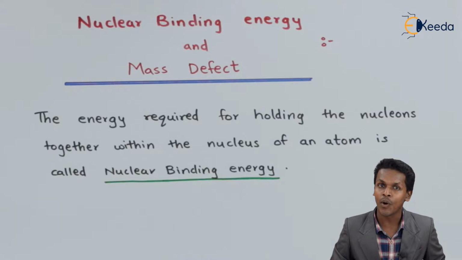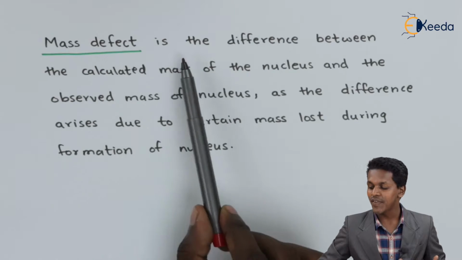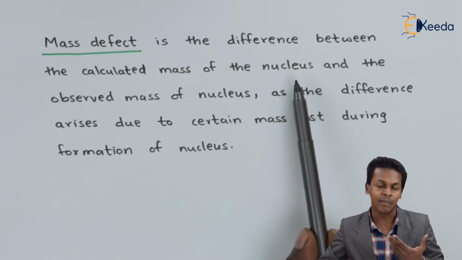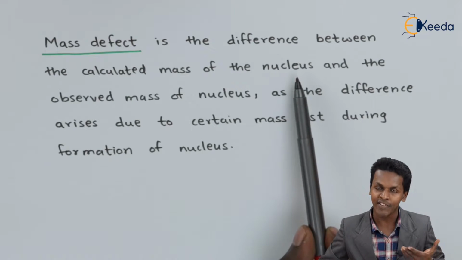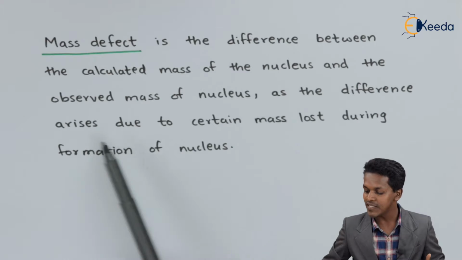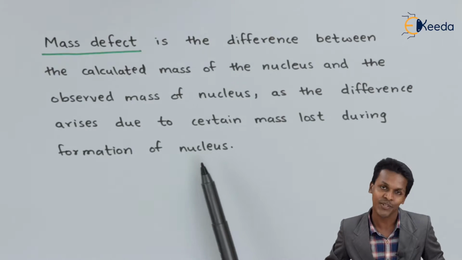And now let me talk about what the mass defect is. So here I'm going to talk about the mass defect. Mass defect is the difference between the calculated mass of the nucleus, that means the nucleus which consists of proton and neutron, and the observed mass of the nucleus, as the difference arises due to a certain mass lost during the formation of the nucleus.